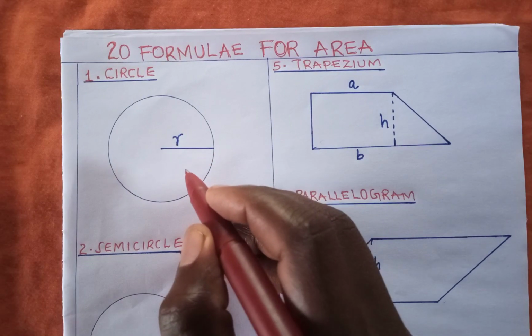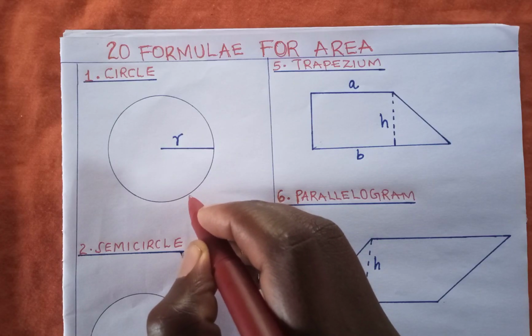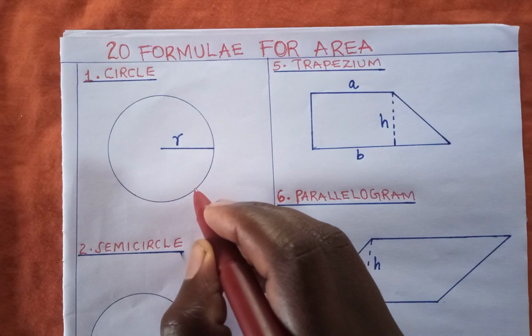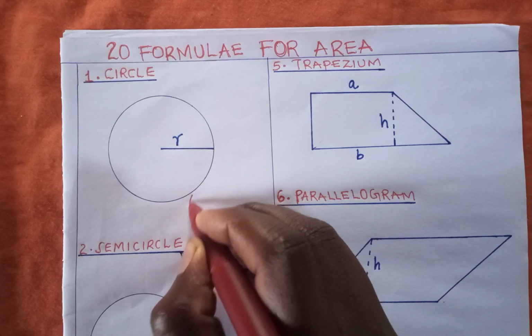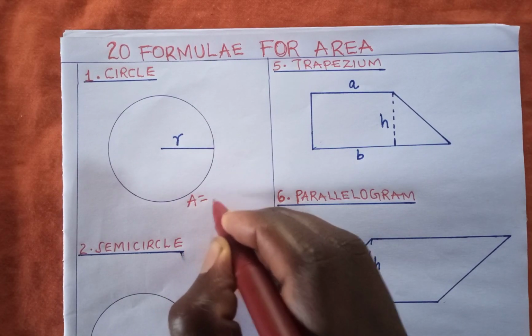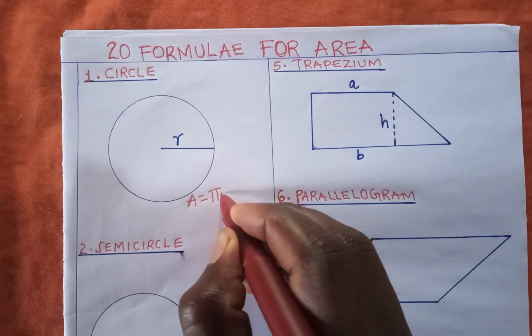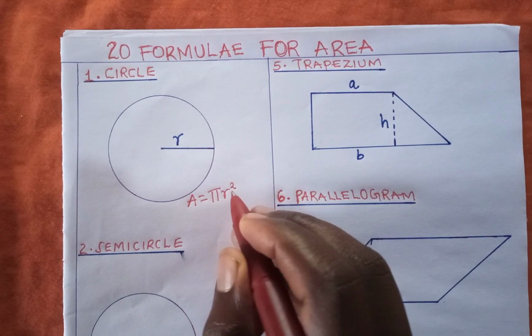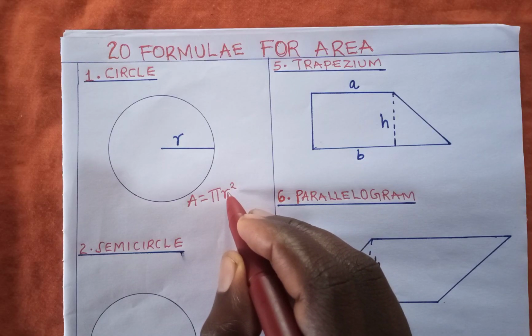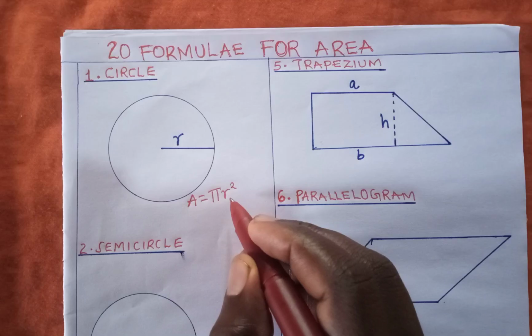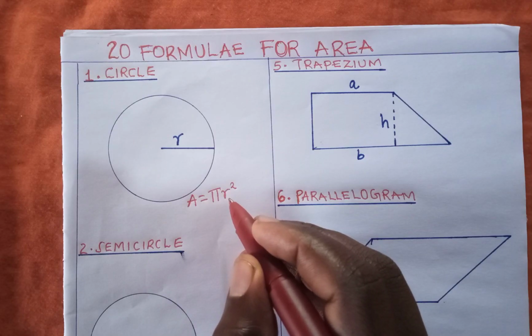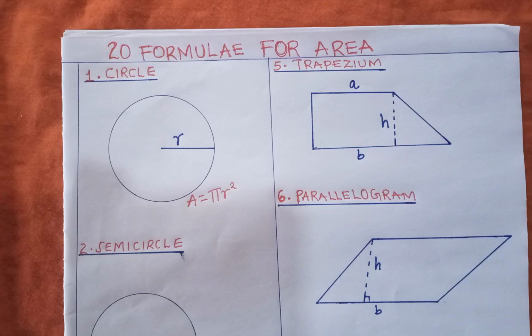So if you have been asked to give the formula for calculating the area of the circle, you will say that the area is in fact pi r squared. In this case, you are going to square the radius, and of course, pi is 22/7, or sometimes they can tell you to use 3 point something. If you divide 22 by 7, it is going to give you 3.142.